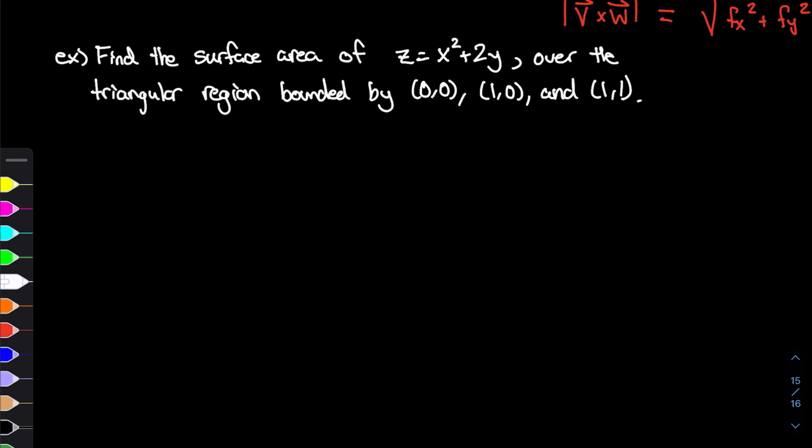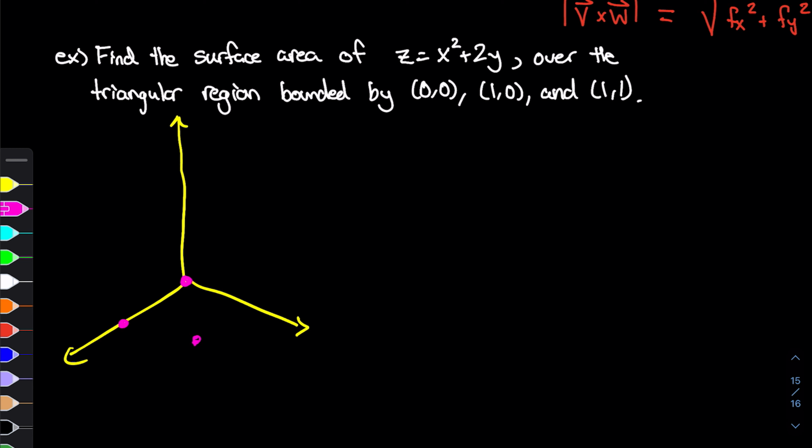Okay, so let's figure out what to do. The first thing I would do is attempt to draw a sketch, and more importantly, the region of integration. So here's (0, 0), here's (1, 0), and here's the point (1, 1).